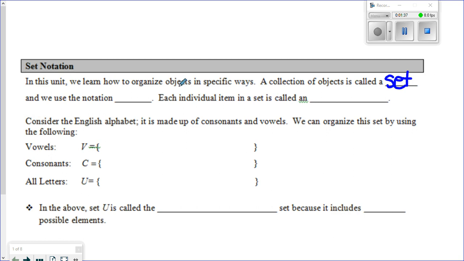And we use the notation. I'm just going to call the notation fancy brackets. Oh, I didn't draw that one really well, but you know what I mean by the fancy brackets. That's saying what's included within a set. Let me draw it big up here. Get really good at fancy brackets like that. That looks amazing. Each individual item in a set is called an element.